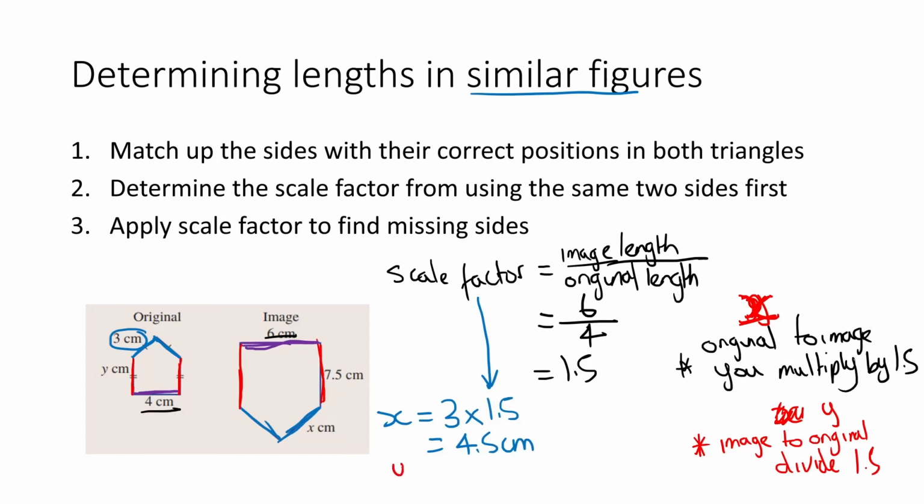Okay, your y is going backwards. So you start with 7.5 here. You want to go backwards, so you want to get smaller. If you're getting smaller, you're going to divide it by 1.5, which is the scale factor. So you're always using the scale factor. 7.5 divided by 1.5, you get 5. So your y will be 5 centimeters.